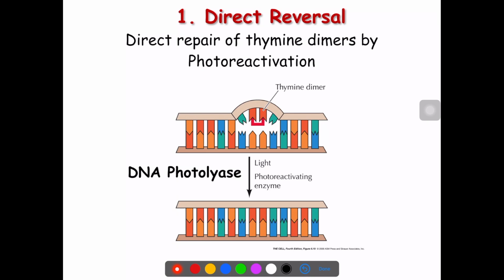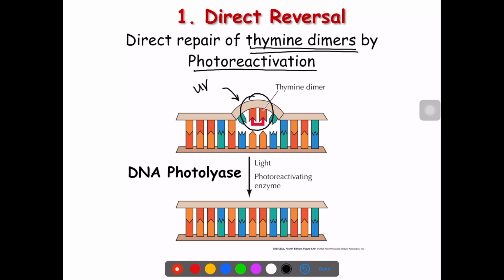Direct reversal is the direct elimination of whatever change has taken place in the DNA. The best example of this kind of direct elimination of the damage the DNA has suffered is the direct repair of thymine dimers by a process known as photoreactivation. We had already discussed in class that exposure to UV light can trigger the formation of these structures known as cyclobutane rings, also known as thymine dimers.